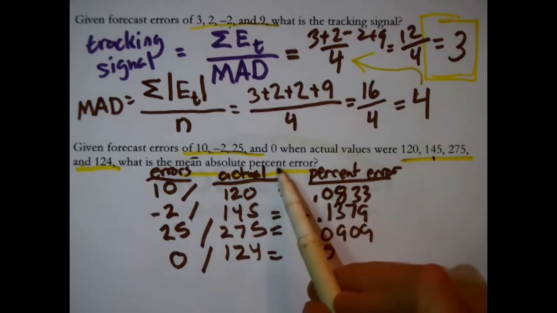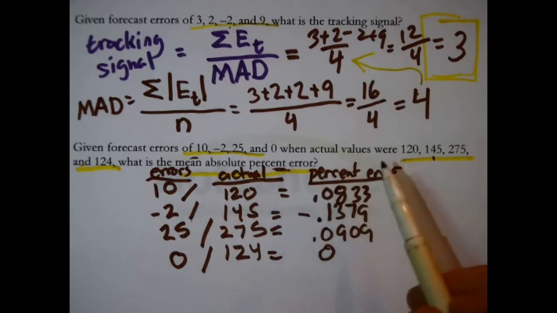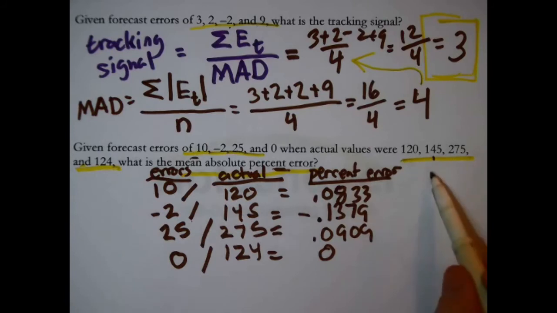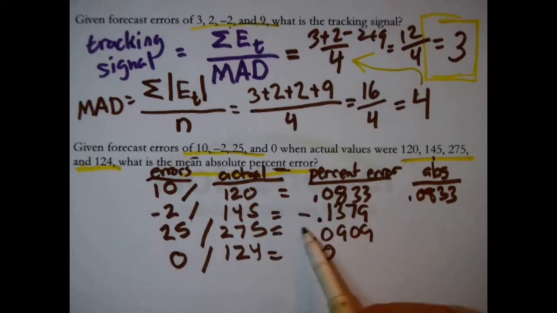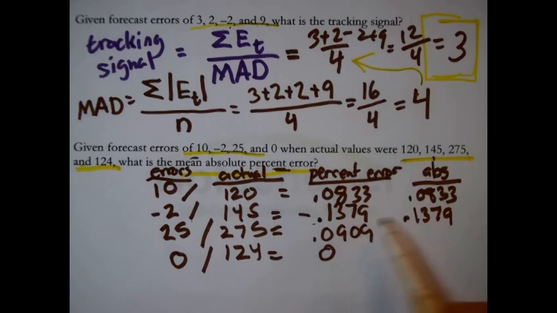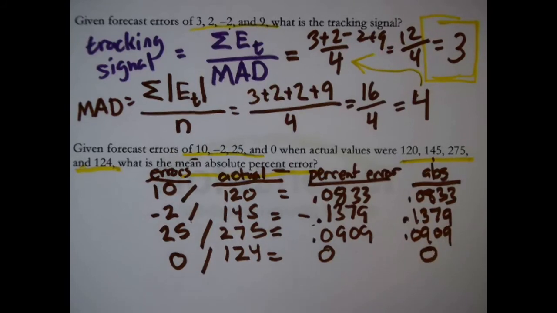Now, next step, that's just this part right here. Absolute percent errors. Just drop the sign, 0.0833. The only difference would be this one right here, 0.1379, the absolute value of negative 0.1379. The absolute value of 0.0909 is just 0.0909. There's nothing to drop, and same thing in the case of 0.